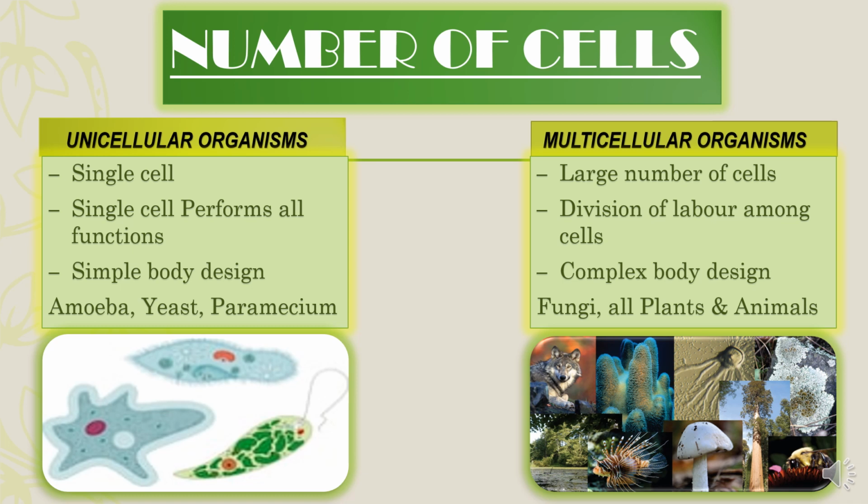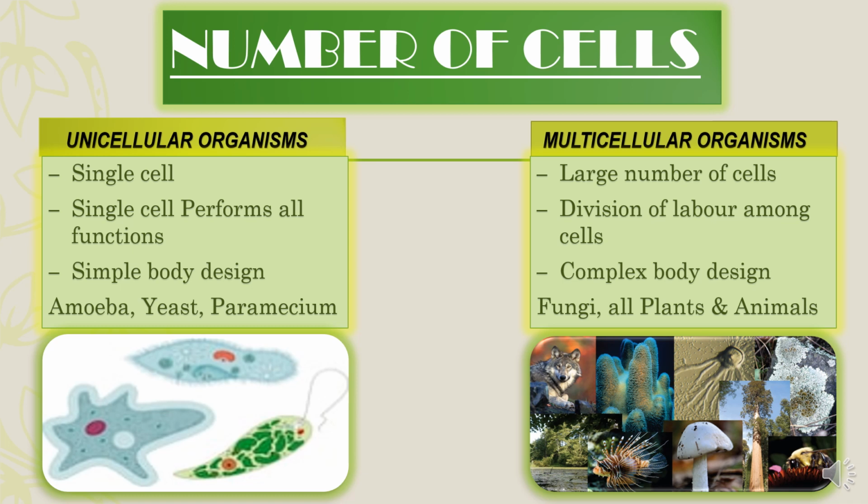These organisms have a very simple body design, because there is only one cell, so there is no further body organization. And other examples of unicellular organisms are yeast, paramecium, various bacteria, and some algae, chlamydomonas, etc.